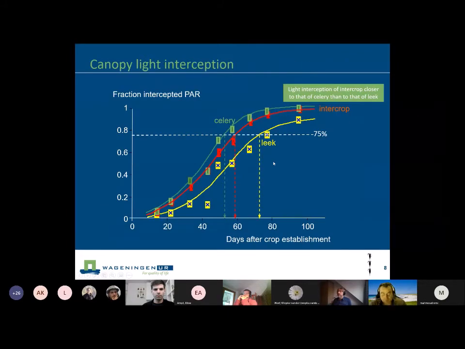Now, we made some additional observations in this system, and this is light interception. The green line represents the light interception of celery, and you can see that it had a rapid canopy development, and it reached a light interception of nearly 100%. And leek, as you might also have noticed from the picture, is developing much slower, and its light interception lags behind. Now, if we look at the light interception of the intercrop, we can note that this light interception is much closer to that of celery than it is to leek. And that is what we refer to as selection, the more competitive species taking up a larger share in the intercrop. So that is definitely a mechanism that is operative in intercrops.